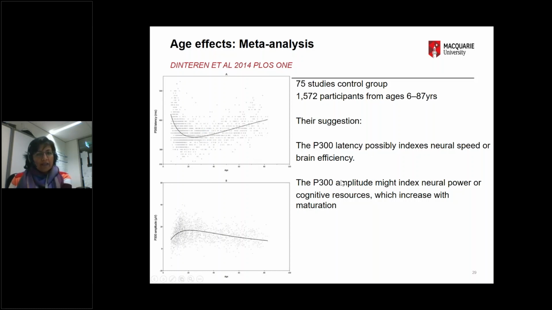But what do these mean? Once again, P300 latency is indexing the neural speed or brain efficiency. P300 amplitude is indexing neural power or cognitive resources, which of course increases with maturation. So even if you take two stimuli and it's very easy to discriminate for a young child, it is still a lot of effort. So one of the things that P300 also seems to contribute towards is the cognitive effort that is required to complete the task.